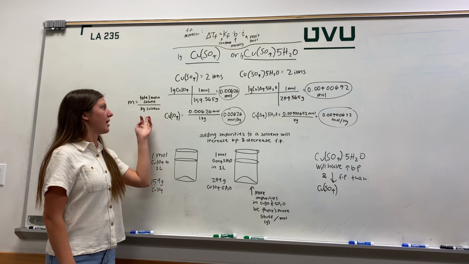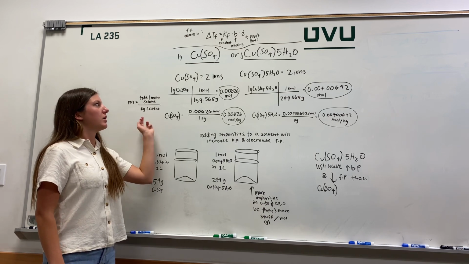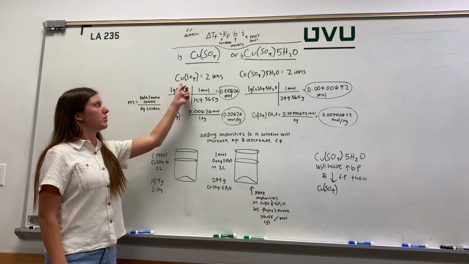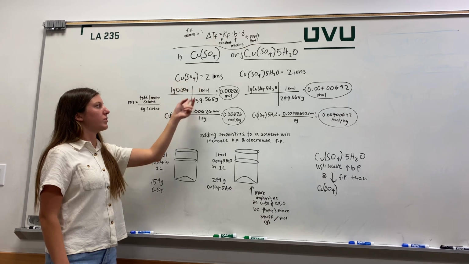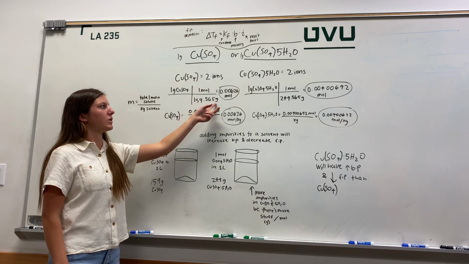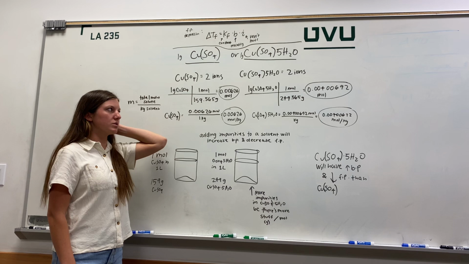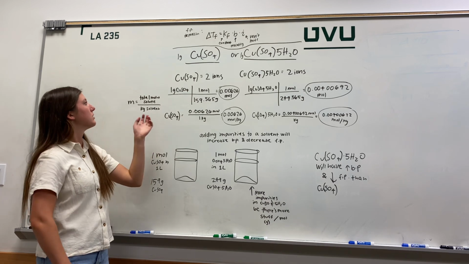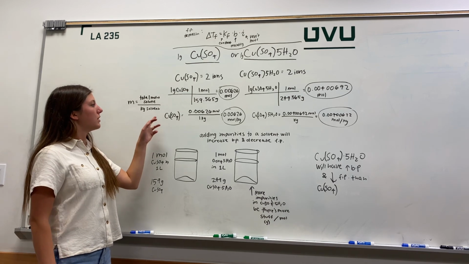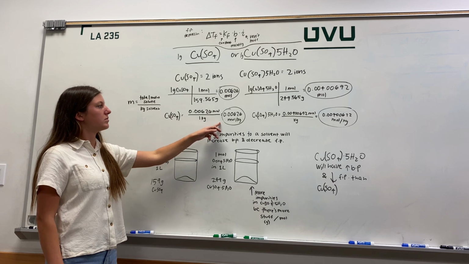So if we say that we have 1 kilogram of solvent, and we can add up the molar mass of the copper 2 sulfate, which is 159.565 grams. So that gives us 0.00626 moles over a kilogram of solvent.